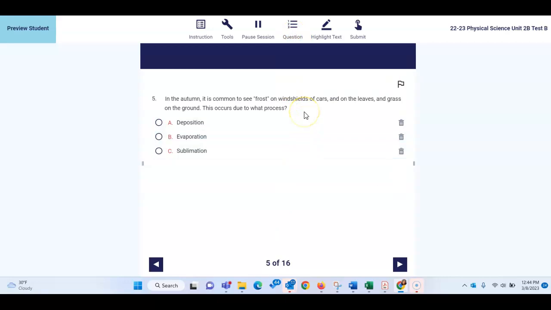Question 5. In the autumn, it is common to see frost on windshields of cars and on the leaves and grass on the ground. This occurs due to what process? Deposition, evaporation, sublimation.